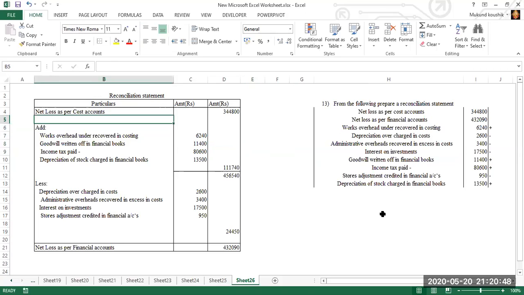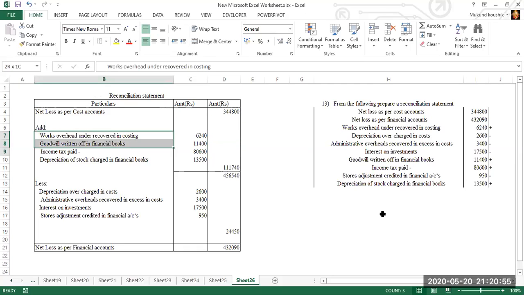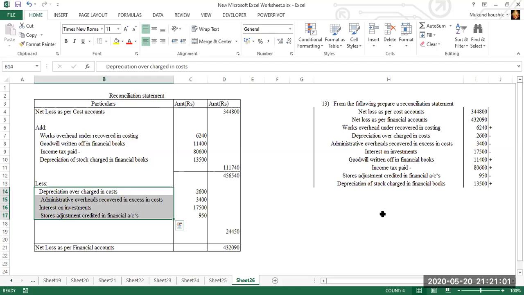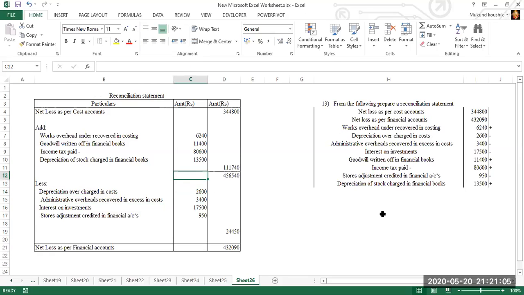So you start with net loss as per cost accounts, 3,44,800. Then generally what items you used to deduct, since the question is about loss, you have to add. And what items you generally used to add, you have to deduct in this question since the question is about loss. Once you add and deduct these items, you will end up getting the net loss as per financial accounts, which is 4,32,090.